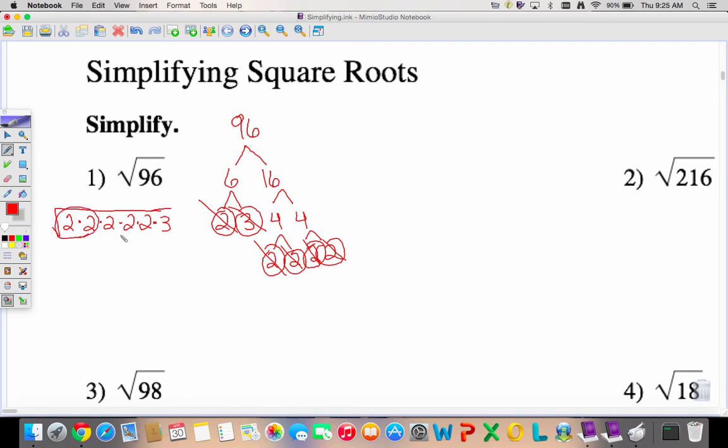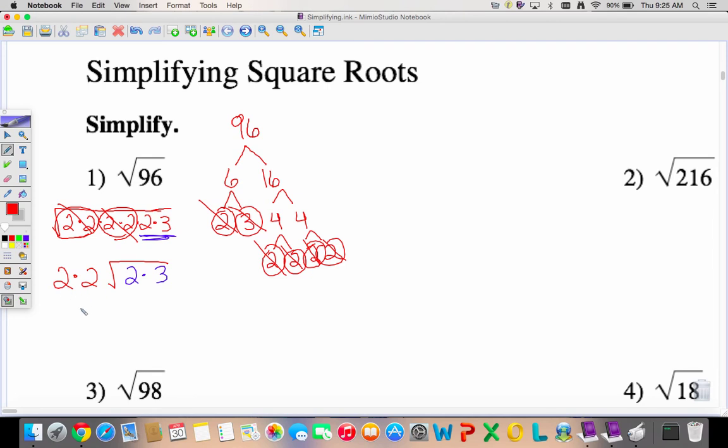I have a pair of 2's right here. I have another pair of 2's, and then I have 1 2 and 1 3. When you circle a pair, you write it down once and cross it out. Write it down once, cross it out. Then I'm going to put my square root sign, and I'm going to write what I have left over. What I have left over is this 2 and 3, so I'm going to write down 2 times 3.